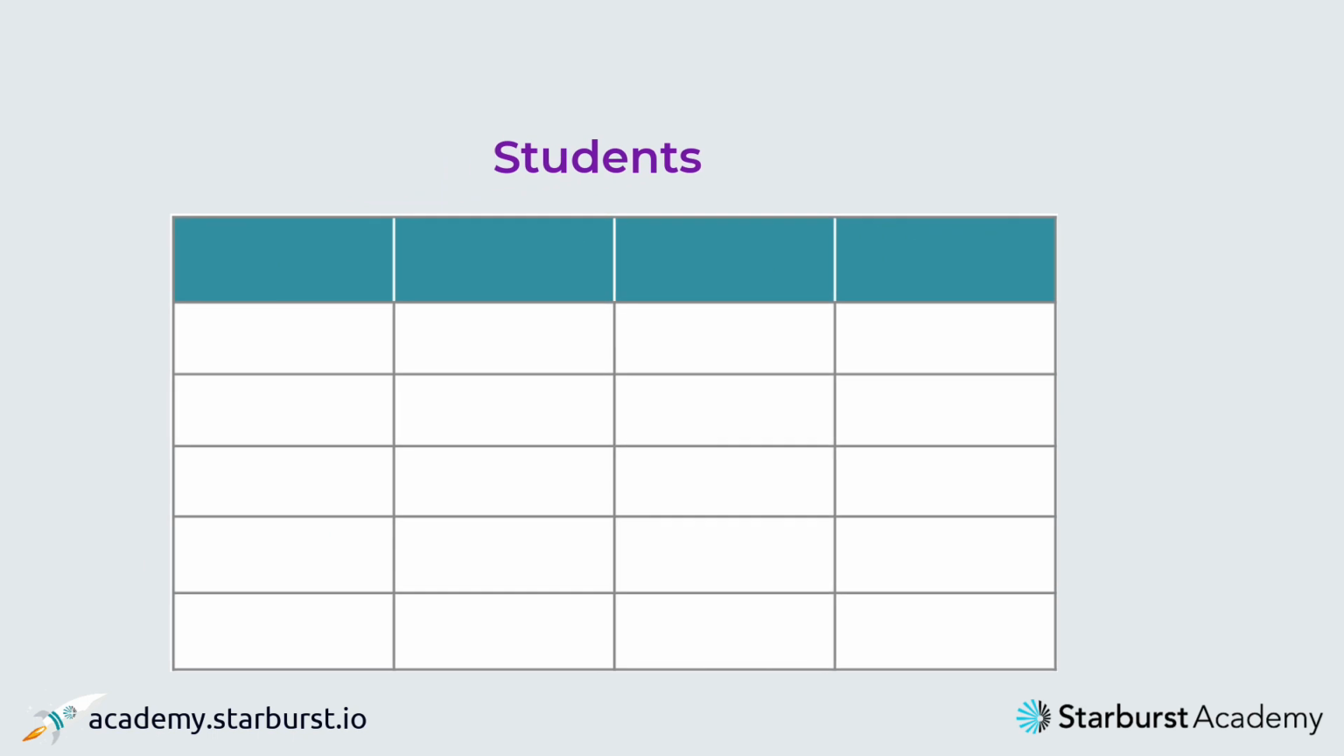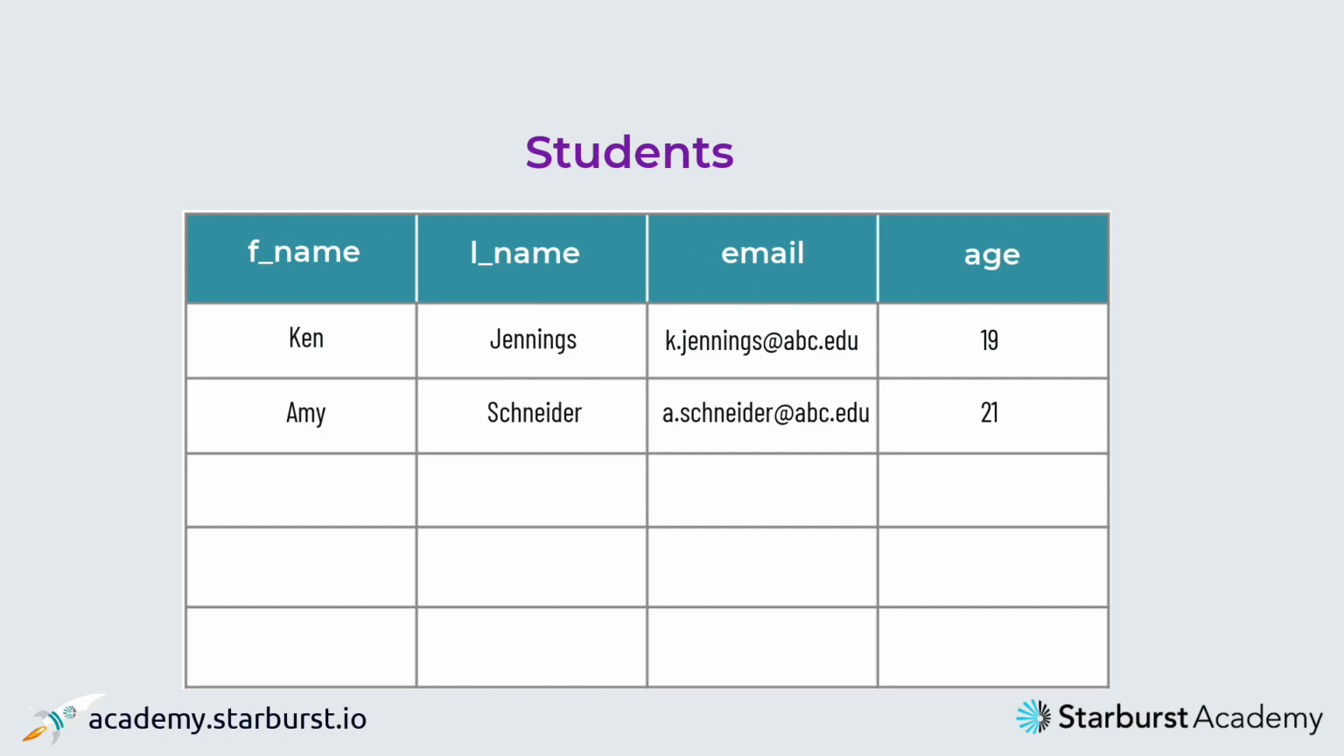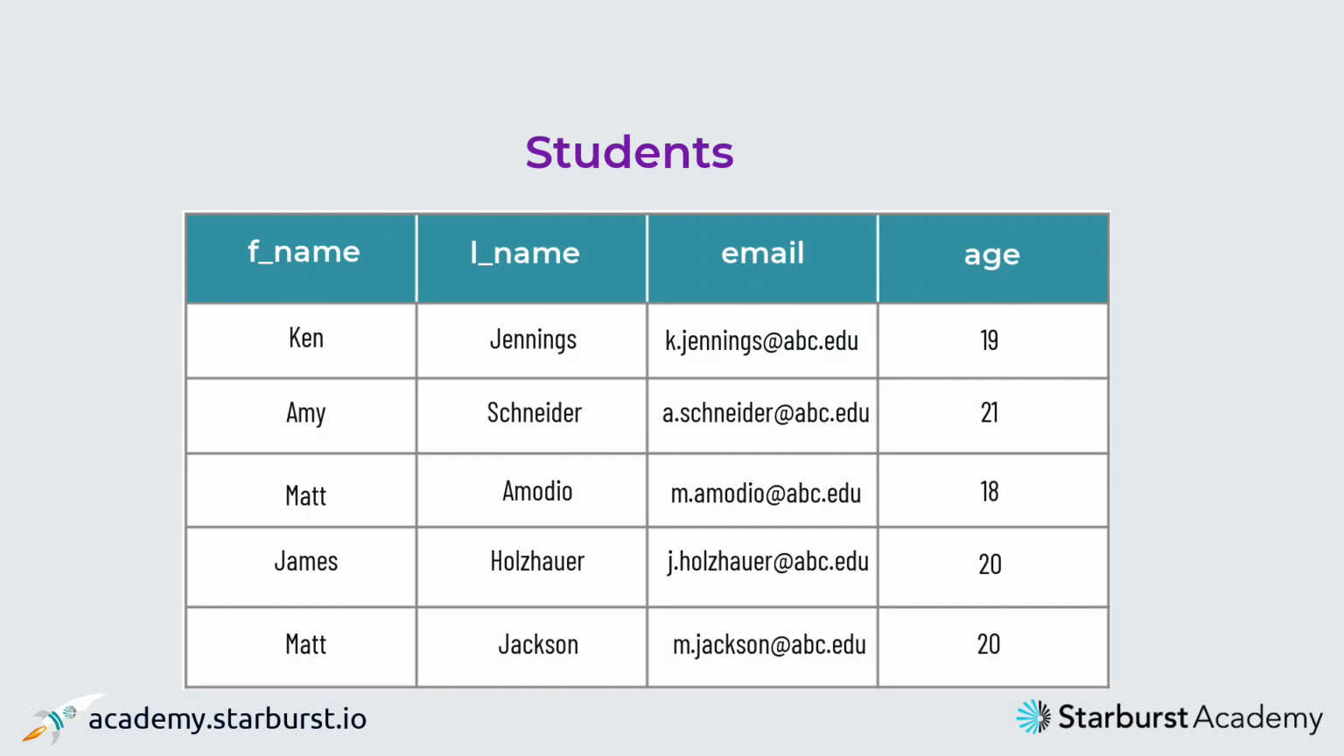We'll start with the students table. The column names will be first name, last name, email address, and age. Each record will be represented by a single row. This is a great start, but we've got a slight problem. We want to make sure that each row in the table can be distinguished as a unique record, but right now we haven't done that. We have two students with the first name Matt. Duplication. What's worse, as the table grows, so does the possibility of other repeated information.